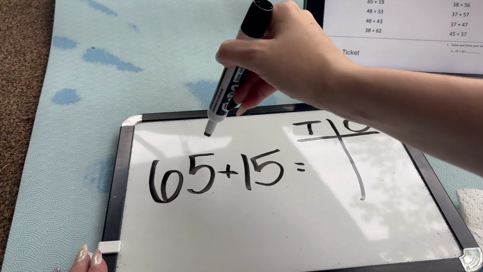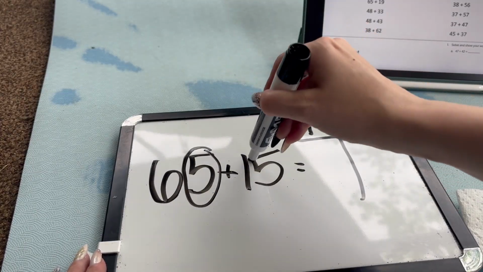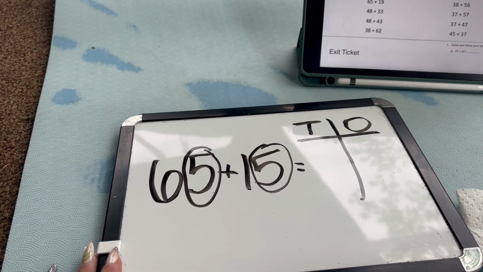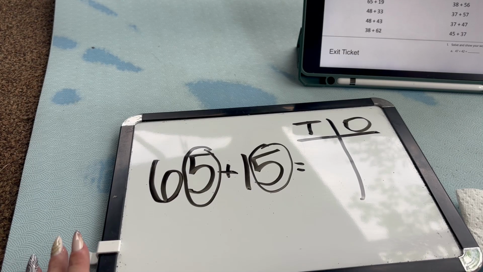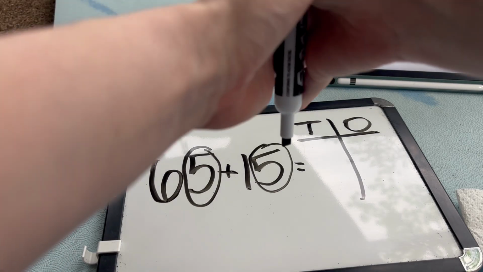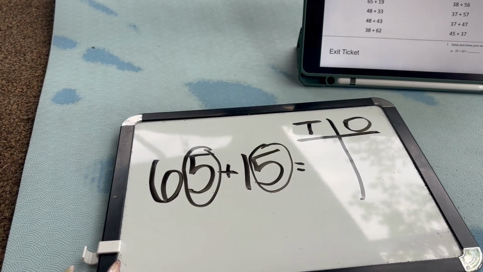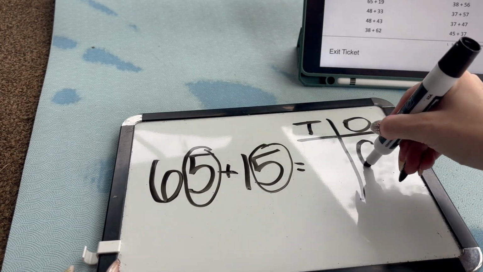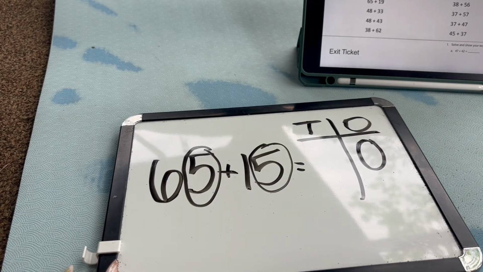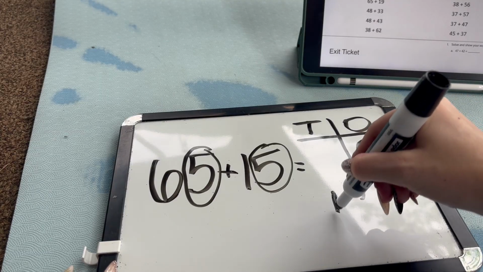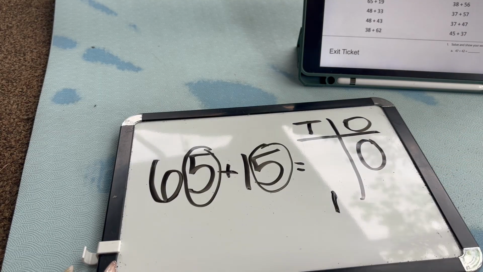Okay, so let's start off our same strategy. We're going to circle our ones first. So I'm circling 5 and 5. I know that 5 and 5 makes 10. And if it makes 10, I have to bundle that up. So I'm going to bundle my 10 up, and 10 is going to leave me with 0 ones in the ones place, and it's going to give me 110, right? So I'm going to put my 10 down here.